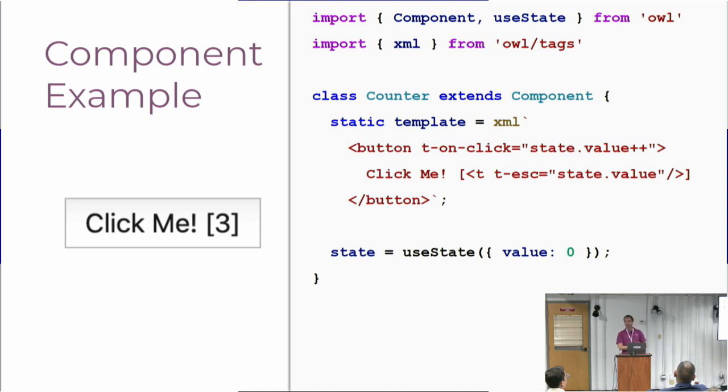So let me give you an example, so we can have a more concrete idea of what it looks like. This is a simple counter component. When you click on it, it increases its number. That's it. It's just a demonstration, a toy example, but it's interesting to see that. It's simply a subclass of the OWL component class, and it has a template. In this case, I defined it inline, but you do not have to do that.